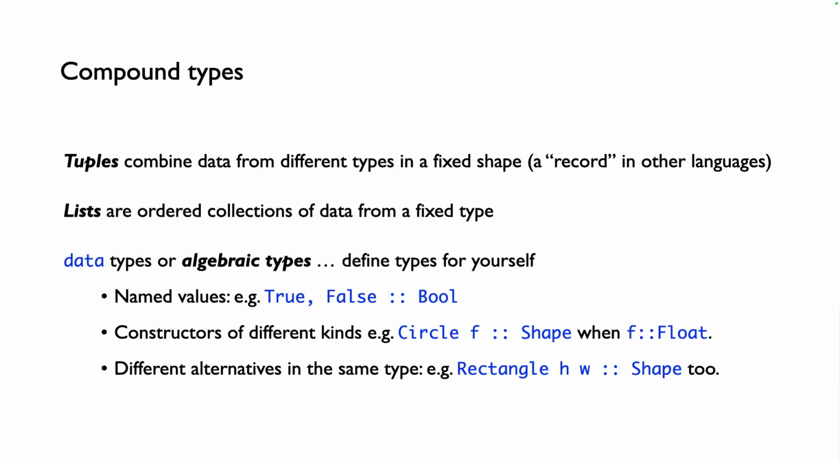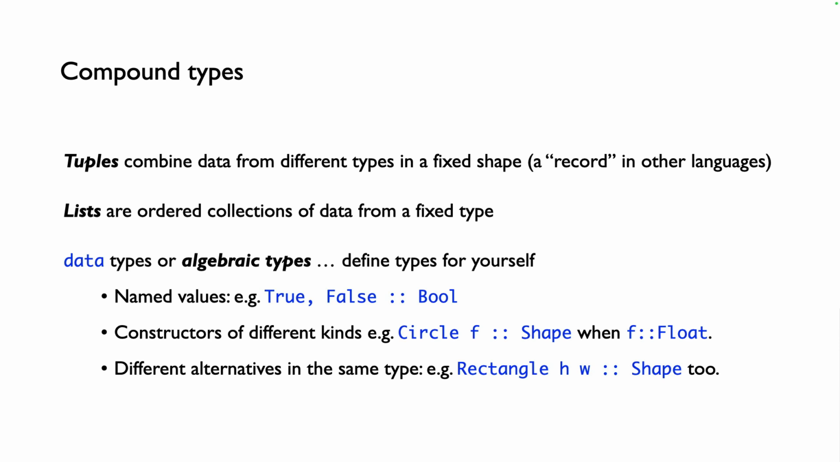What we're going to do this week is talk about tuples. And what tuples do first is to take data from different types to build in a fixed shape. That is often called a record in other languages. So, for example, someone's personal data might have a section for age, a section for address, and so on. Whereas typically what we do in Haskell is we represent by lists collections of data from a fixed type.